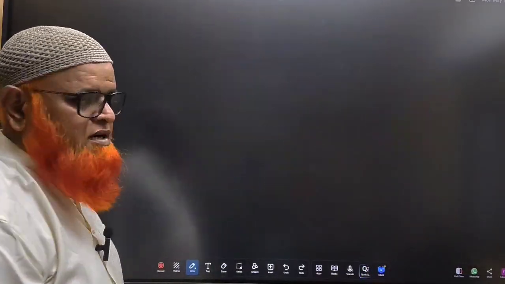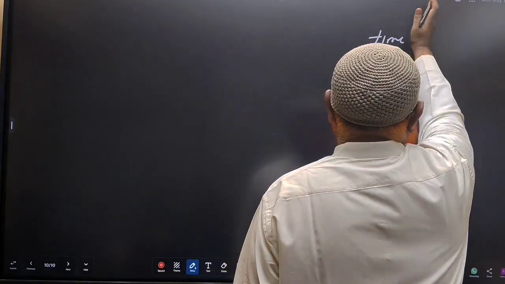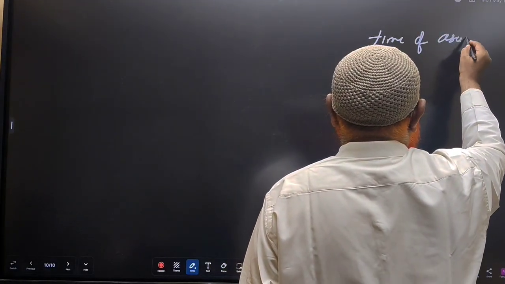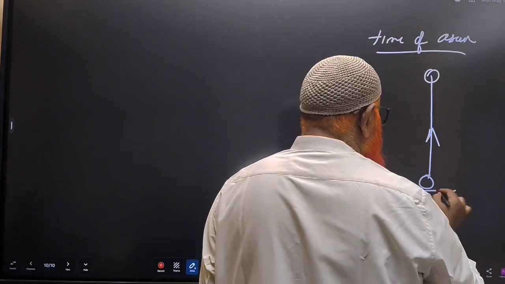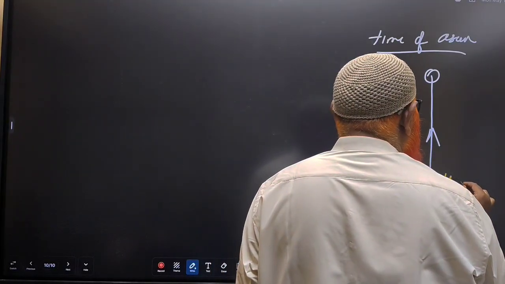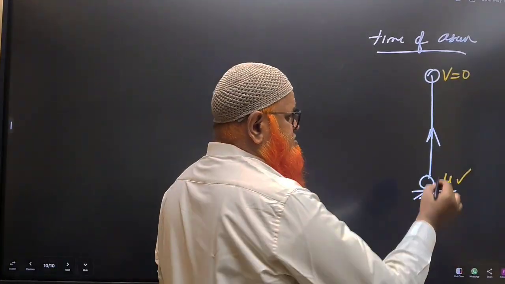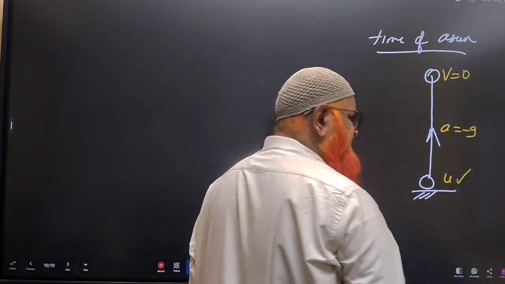The first situation, let me explain now. What is the time of ascent? If you throw a body upwards, try to understand the situation now. If you throw a body upwards with the initial velocity, the body goes and stops at the topmost point, and while going against the gravity, acceleration is going to be minus g.